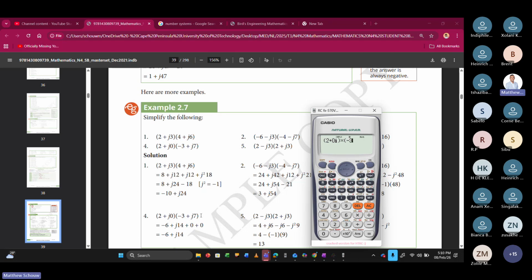Minus 3, number 4 over here, plus 7i. Always make sure the i is on the right hand side. Beautiful, right? There we go. You see there?